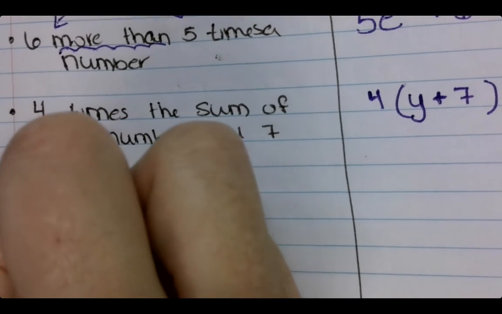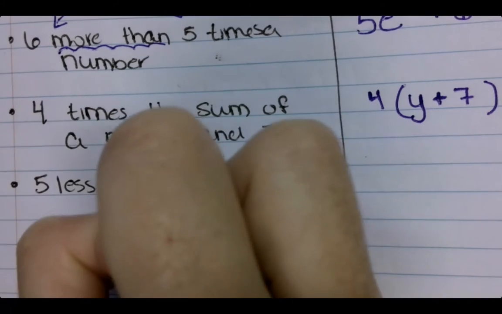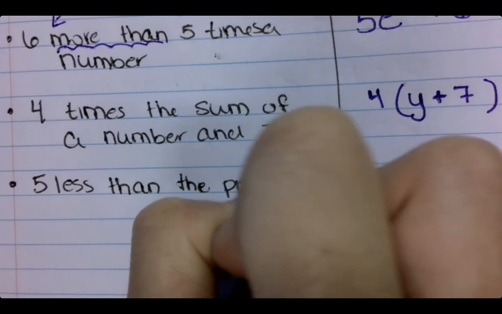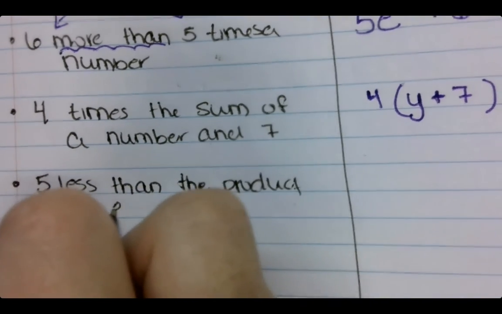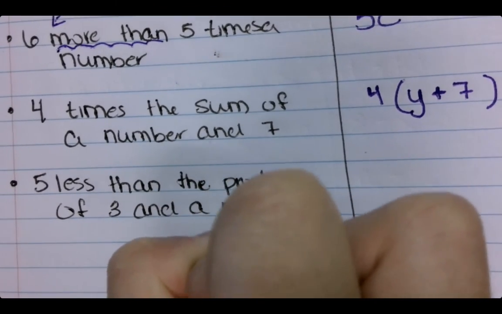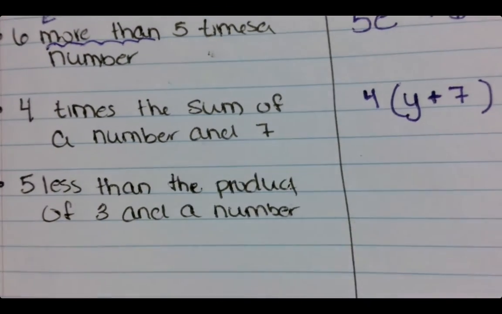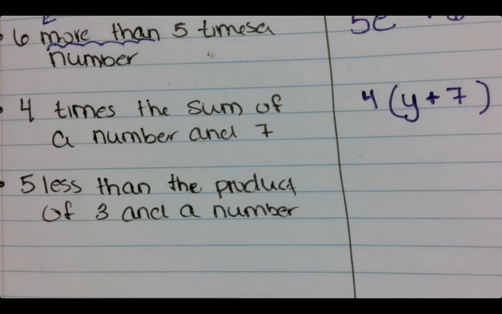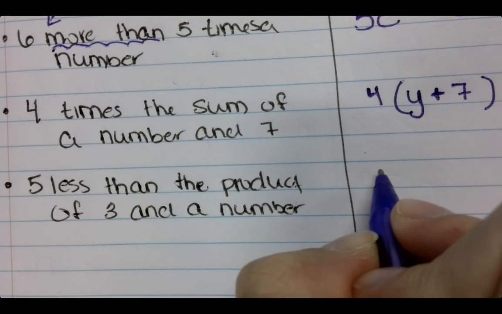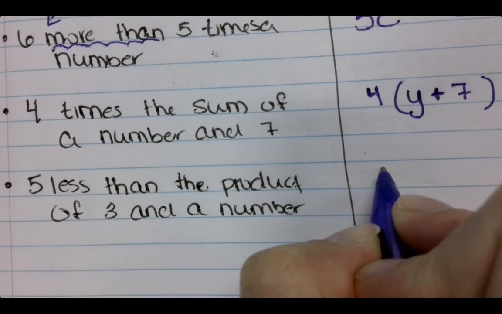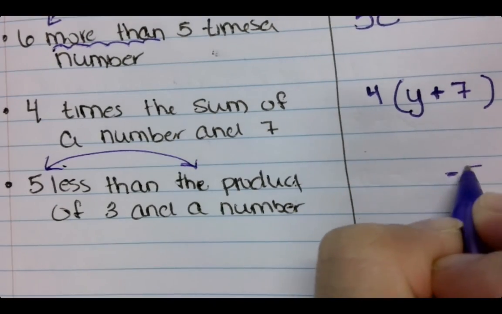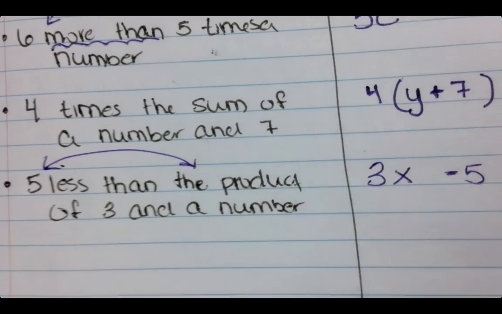5 less than the product of 3 and a number. So we have less than, which means that they're going to be flipped. So this is going to be minus 5, and this would be 3 times a number.